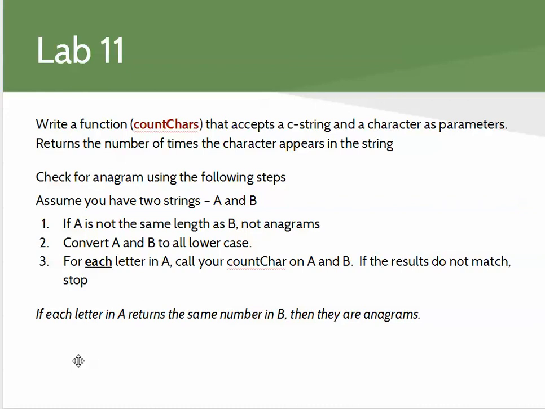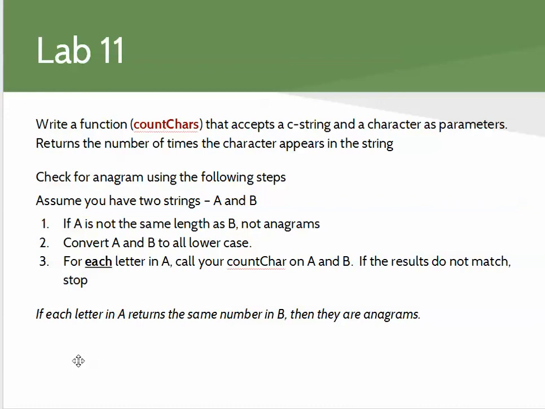Then the third step, and this is where count characters is going to come in handy. For each letter in A, remember that these strings are the same length, because if they're not the same length, they're not anagrams, and we're done from step one. For each letter in A, call count characters on A with that letter and B with the same letter you found in A, and see if the results match. What this is essentially doing is allowing you to go to each and every character in A and make sure it appears the same number of times in A as it does in B. And count characters will do that for you perfectly.